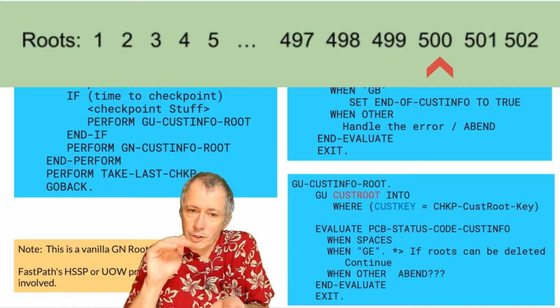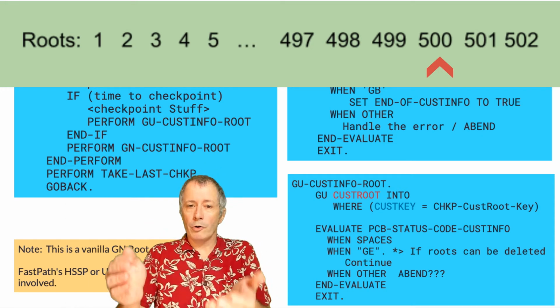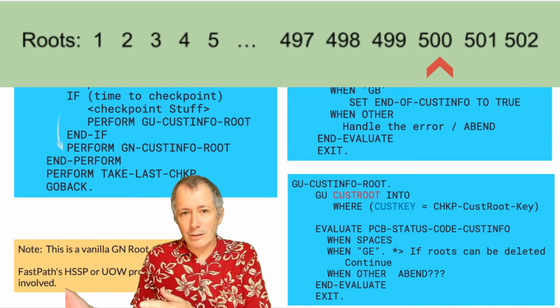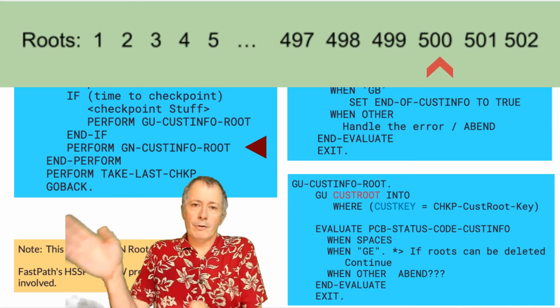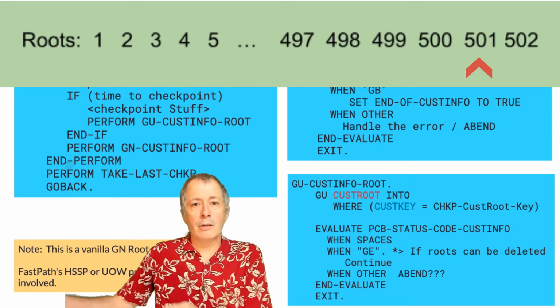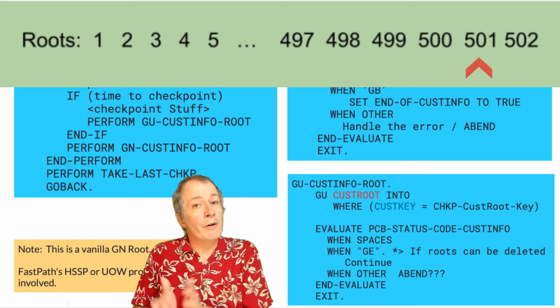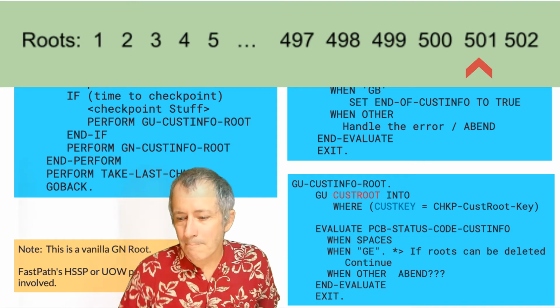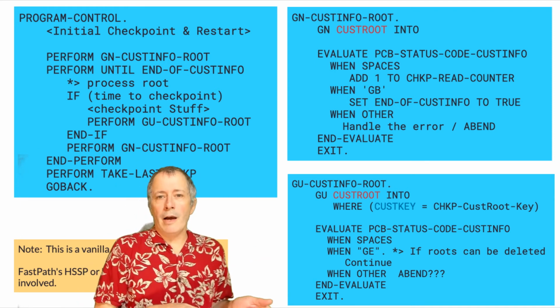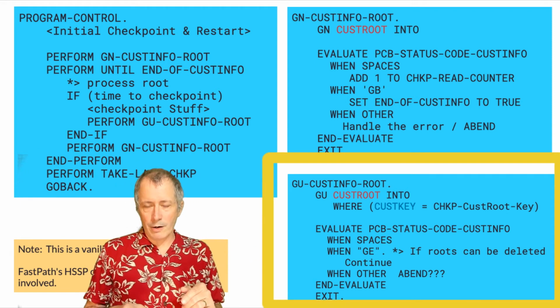This puts the position back on root 500, so that when you exit this paragraph and then do the GN root, it will move to root 501, and now processing continues normally. So we have resolved the problem. Yay. Let's take a quick look at that GU paragraph again.